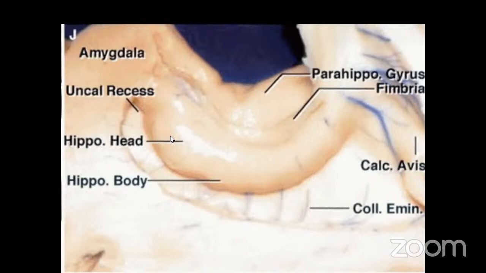We can appreciate the hippocampus head and the body within the floor of the temporal horn. We can appreciate an uncal recess in between the amygdala and hippocampus, and we can appreciate this collateral eminence that is an eminence created by the collateral sulcus on the basal surface, continuing on to the atrium of the lateral ventricle.